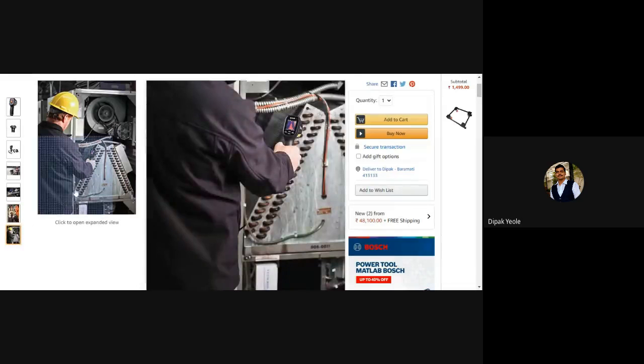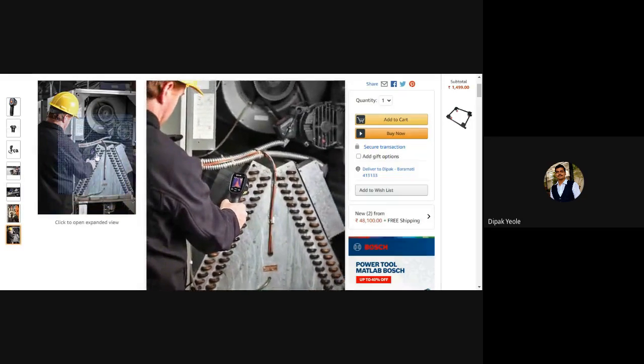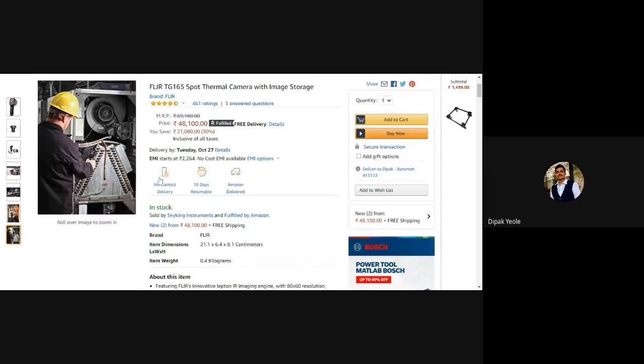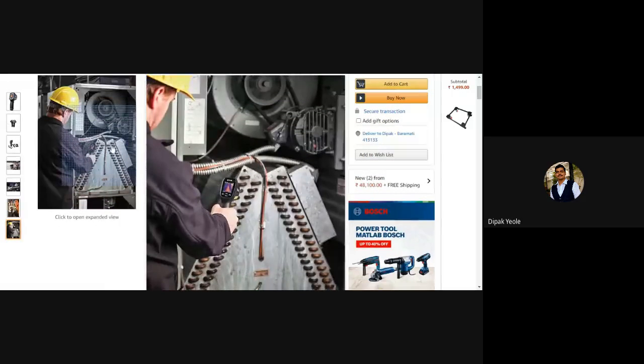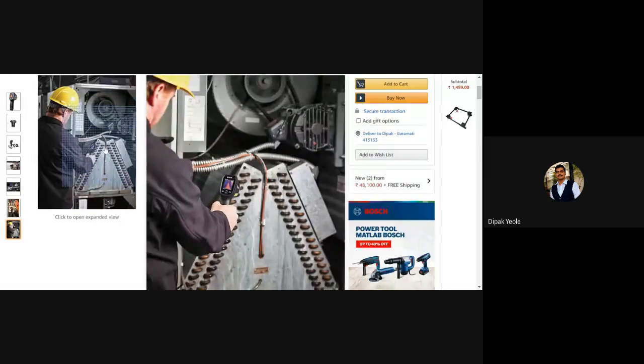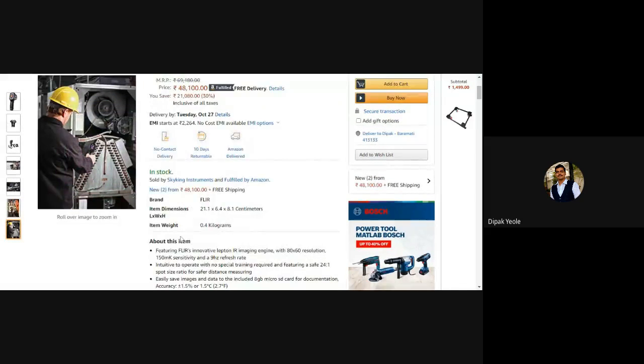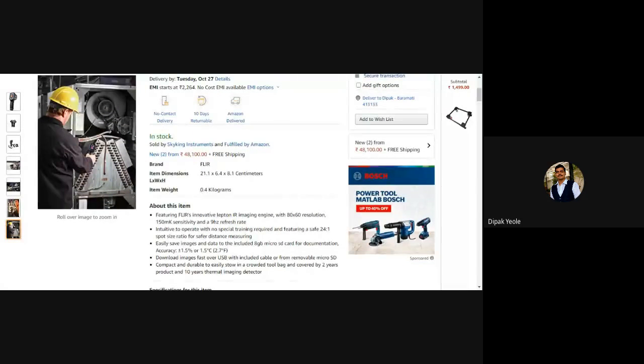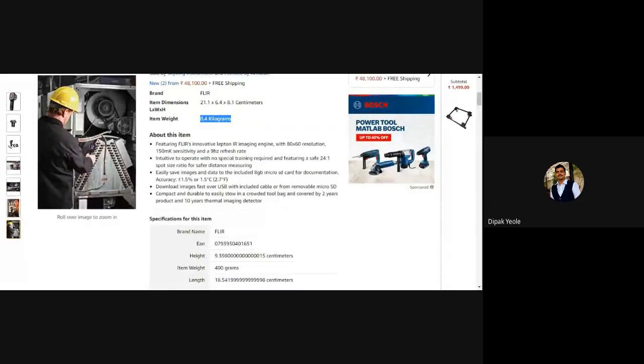Just a minute. Yes. So this is the very interesting, new advanced technology which is available for our electrical engineers. Without touching that particular electrical component, we can identify the heat developed in that electrical equipment. Yes, and you can see the weight also. It only carries 400 gram weight. The dimensions they have given. You can see the image about this item.